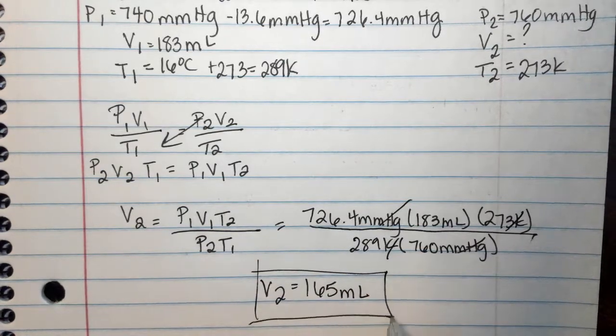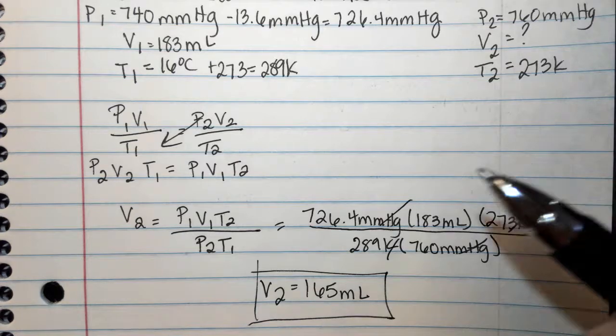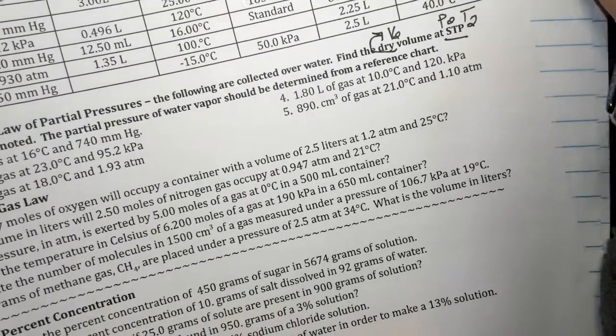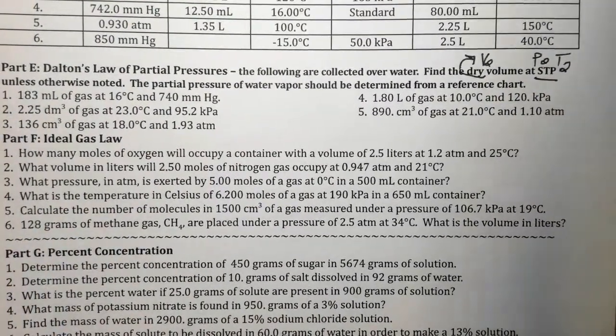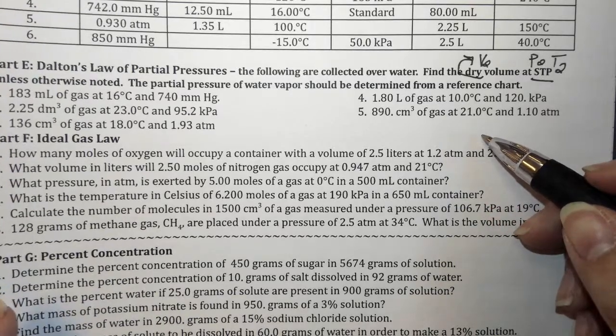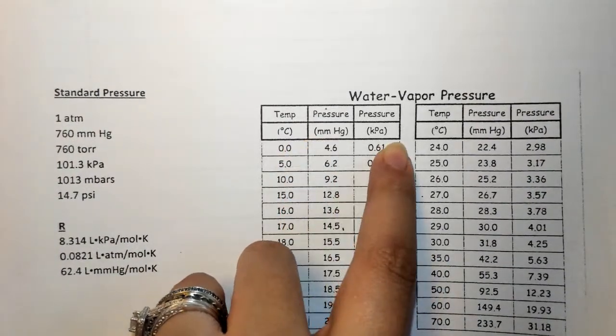Okay, so in this situation, everything is pretty straightforward, like the problem we've seen in our notes. However, occasionally they will give you a pressure that does not match any of the pressures on our water vapor chart. So let's look at number 5 on our unit sheet. Number 5 says 890 centimeters cubed of gas at 21 degrees Celsius and 1.10 atmospheres. So notice on our chart we only have millimeters of mercury and kilopascals.